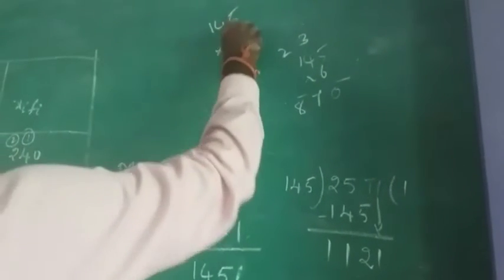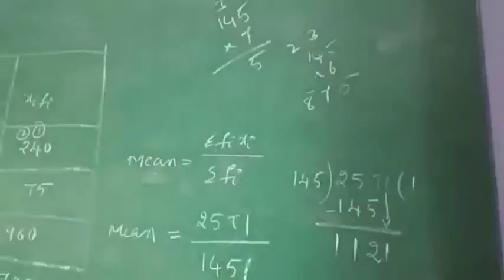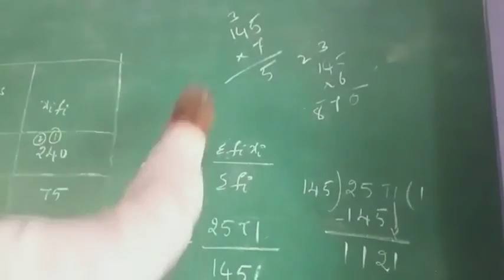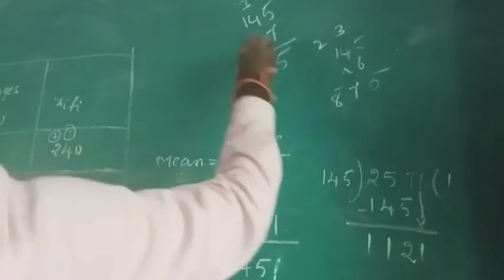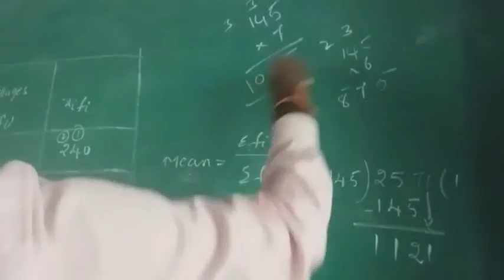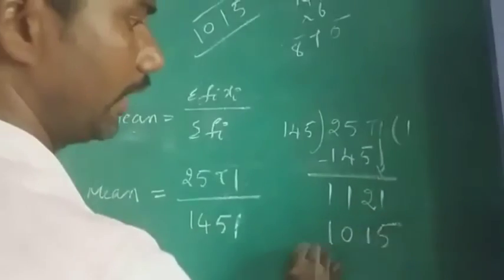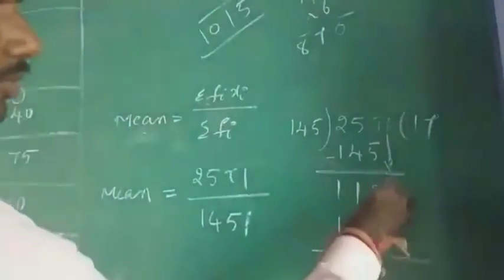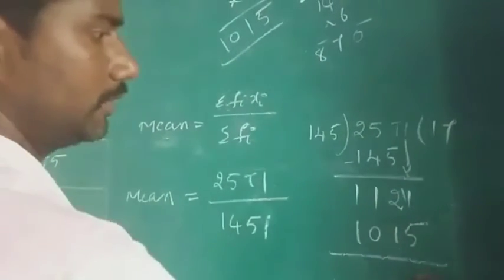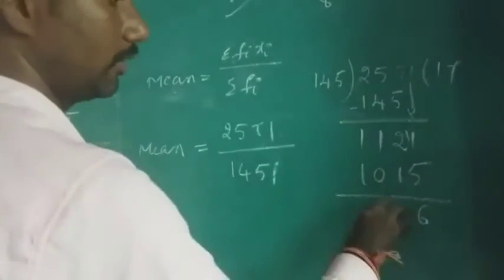145, 7 fives are 35, 3 carry. 7 fours are 28, 29, 30, 31. 7 ones are 7. So what you write? 1015. So 1015 you can write. 11 minus 5 is 6. 1 minus 1 is 0. 1 minus 0 is 1.